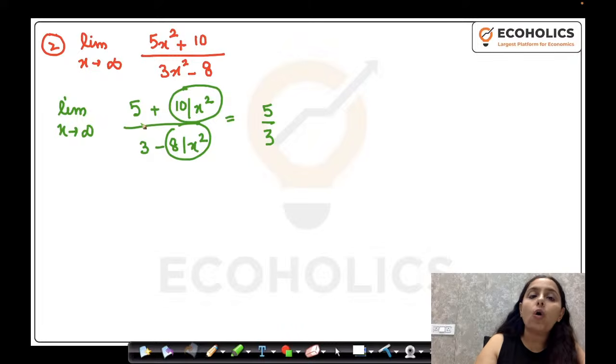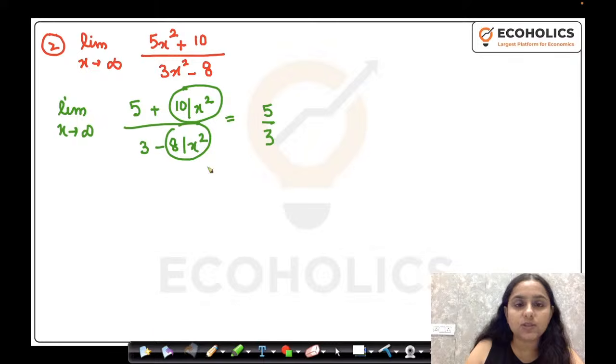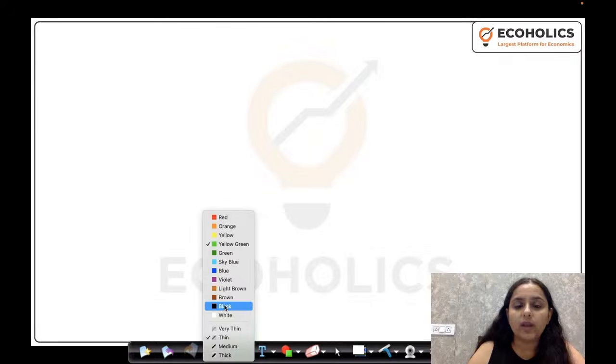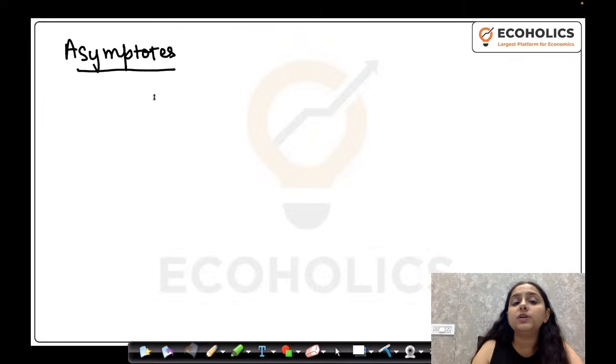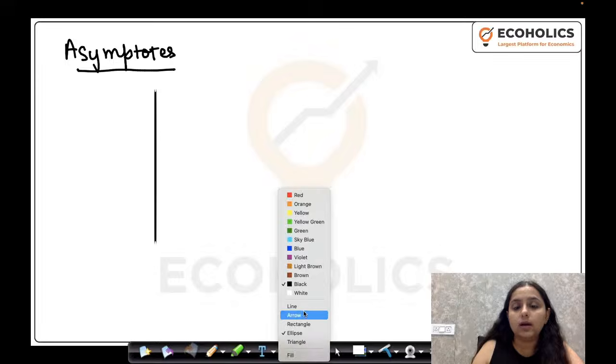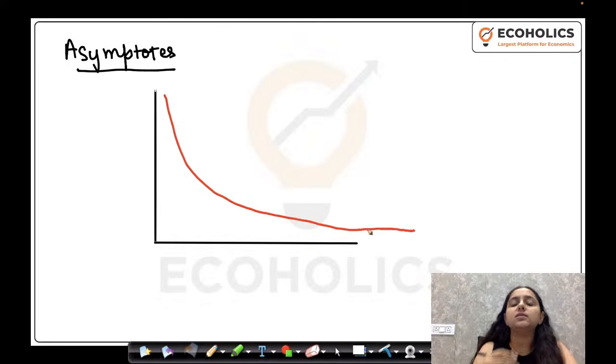Now, if we talk about limits at infinity and infinite limits, guys, there is one very important term: asymptotes, on the basis of which a lot of questions are asked. So when I talk about asymptotes, that is a graph which does not touch the axis but comes closer and closer to it. For example, if I'm drawing a curve like this, it's not touching the x-axis, but it is coming closer and closer to that.